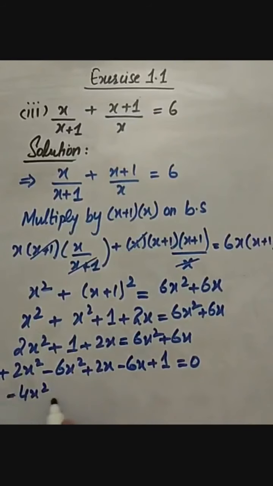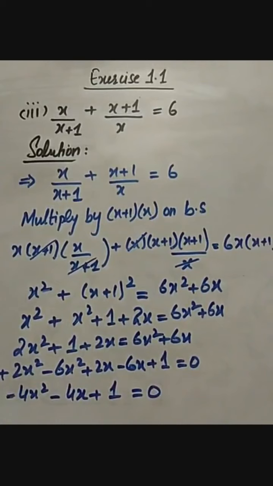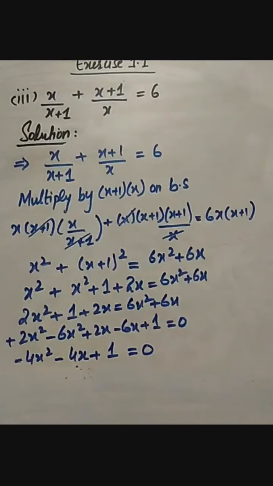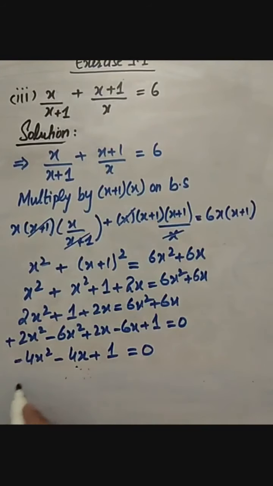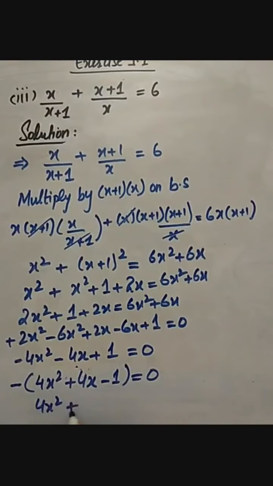Sign should be of greater term. Plus minus minus 6 minus 2 is minus 4x, plus 1 is equal to 0. Okay, now here 4 is with the first term. Now this is minus 4x square minus 4x plus 1. We have to take minus common here. Minus will common. 4x square plus 4x minus 1 equal to 0. We will write it as 4x square plus 4x minus 1 equal to 0.